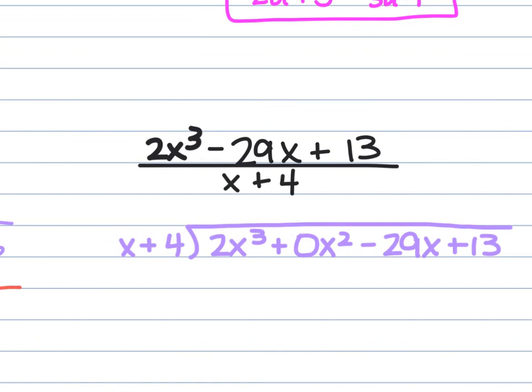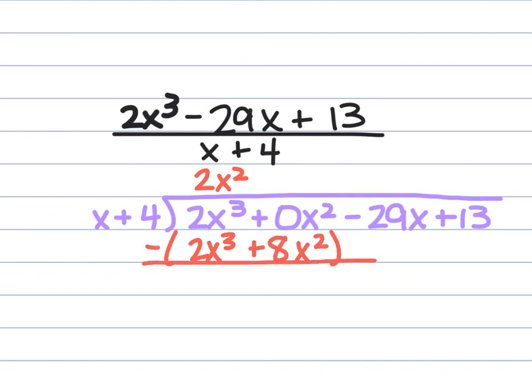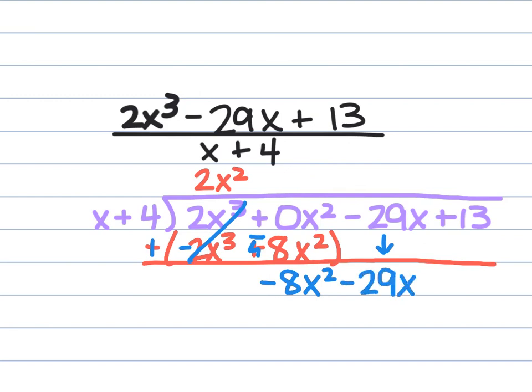So then start with what you normally do. The x times what is 2x cubed? That's 2x squared. So 2x squared times x is 2x cubed. And 2x squared times 4 is a positive 8x squared. Subtract these two. It's going to turn into addition. So the 2x cubed minus 2x cubed cancels out. The 0x squared minus 8x squared is a negative 8x squared. Bring down that negative 29x.